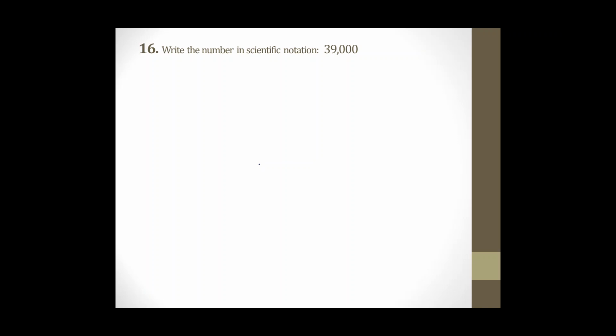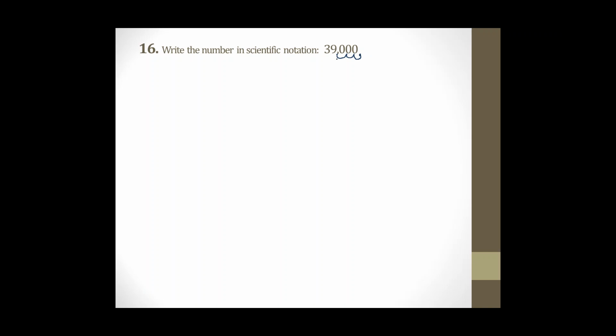so number 16, write the number in scientific notation. So we've got 39,000. Right now, if you were looking at this and you had to put the decimal place where it belongs, it would go here. That's a whole number. So that's technically where your decimal point is. But to put it in scientific notation, we want to change this number to a number between 1 and 10, by moving the decimal place. So basically, if I moved it here and put the decimal after the 9, then I made this number be 39.